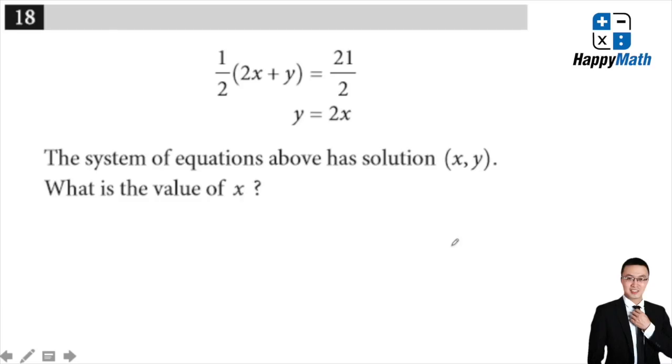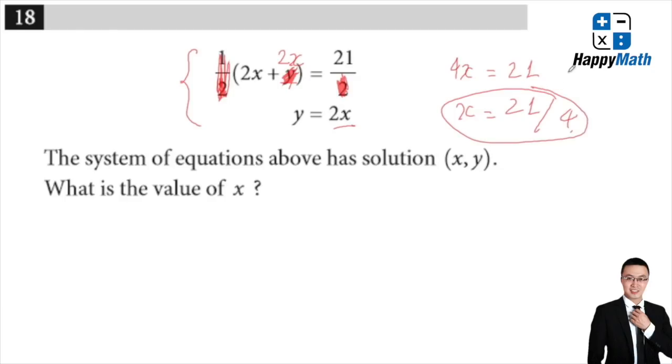The system of equations above has solution x and y. What is the value of x? It means you have to find x. Okay, so I can use the substitution method. Both sides of the first equation always have 1/2, so I can cancel it here. And y equals 2x, so here is 2x, and I can cancel y here. And you get 4x equal to the other side, 21. So x equals 21 divided by 4. Here's my final answer.